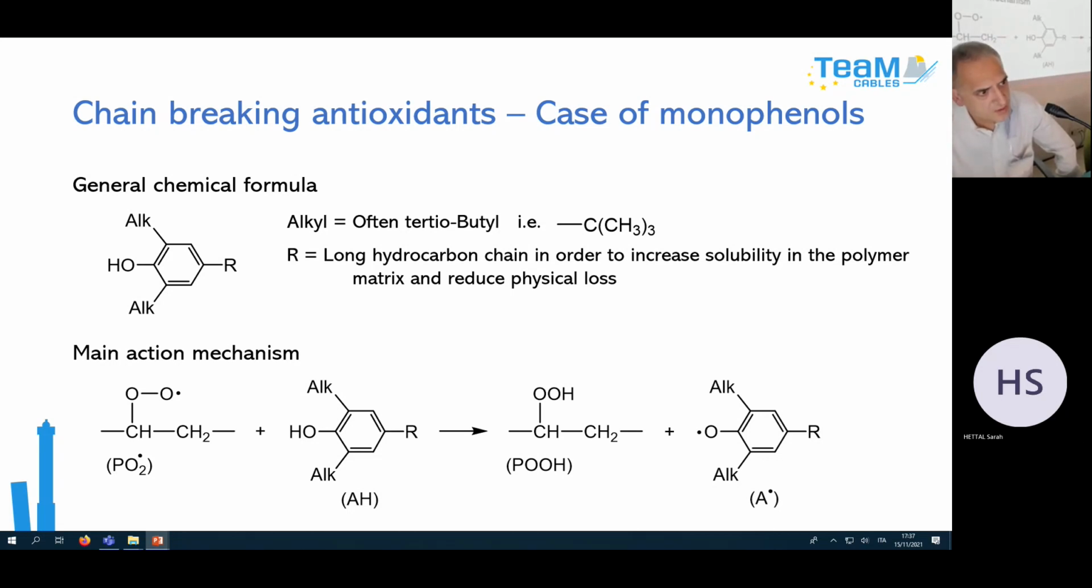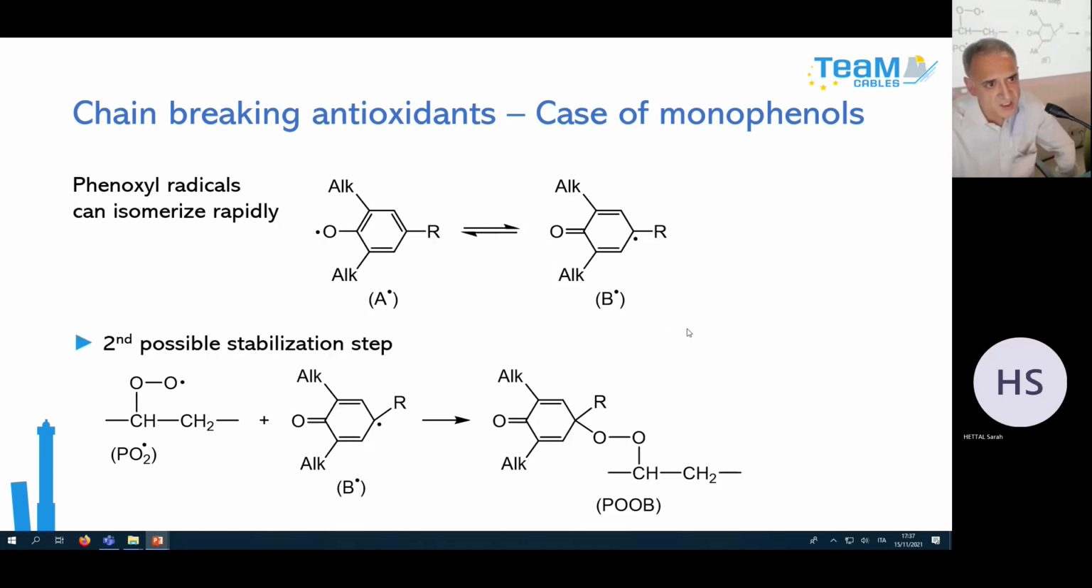It is lower than the C-H bond in unsaturated elastomer. So, in fact, due to this very low dissociation energy, this molecule can easily give a hydrogen atom to a peroxy radical in order to form a hydroperoxide and to obtain a phenoxy radical, noted here A point.